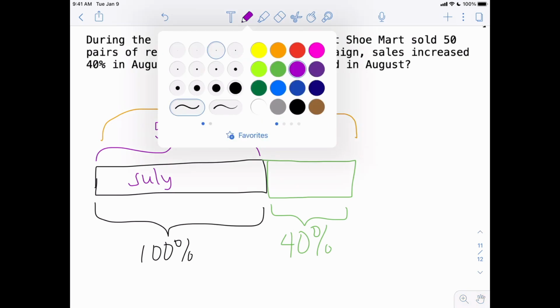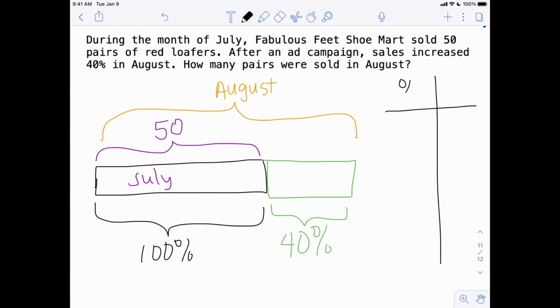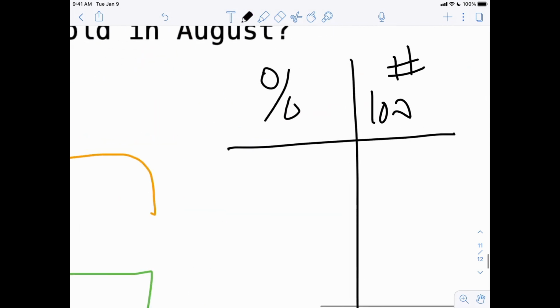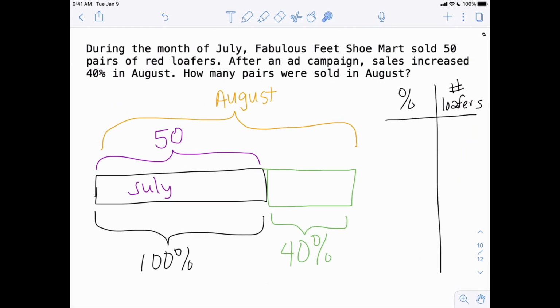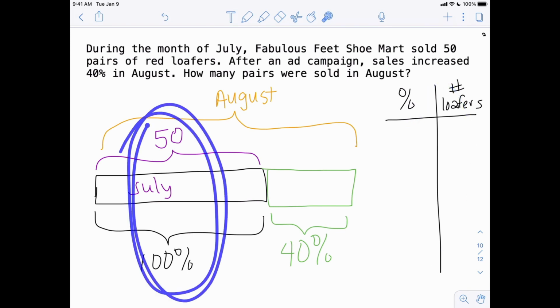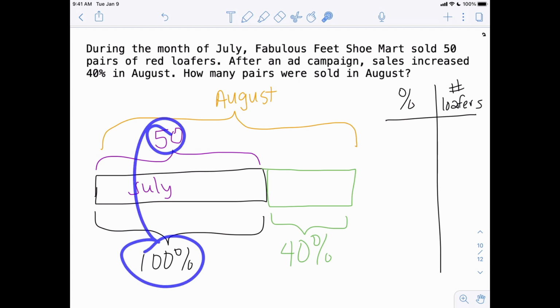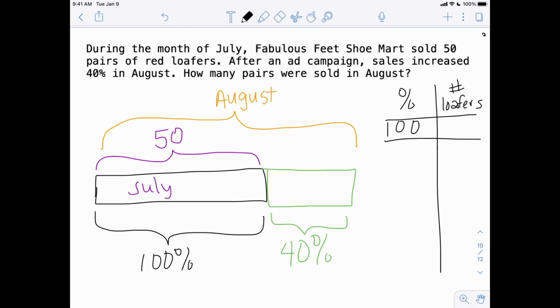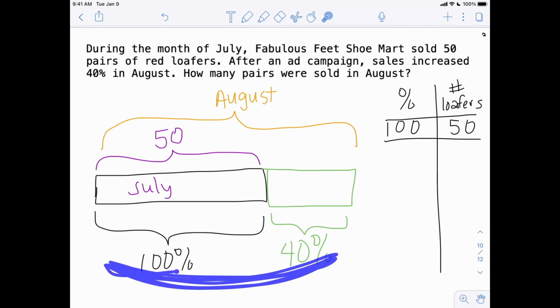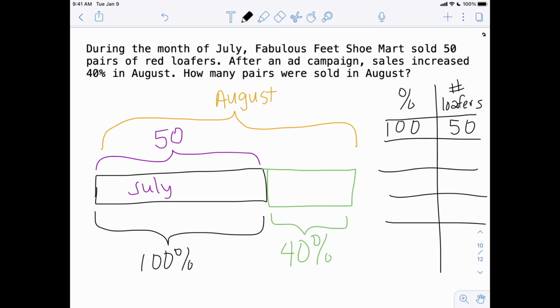So what's our percent table? What's our proportional table going to look like over here on the side? Percent, and I'll put number of loafers. So what's a ratio that could go into our table here? Well, right here, one ratio is 100% is 50 loafers. If we want to know all, oopsies, did the wrong color. If we want to know all of August, that's going to be 140%. 100 plus 40. So here's our table of equivalent ratios. And really, we want to know how many loafers is represented by 140%, because that's the entire amount.